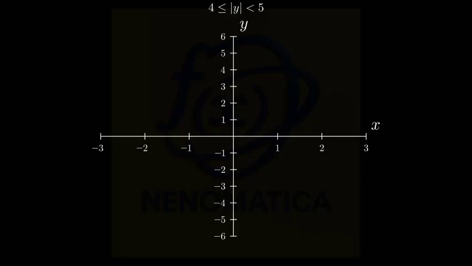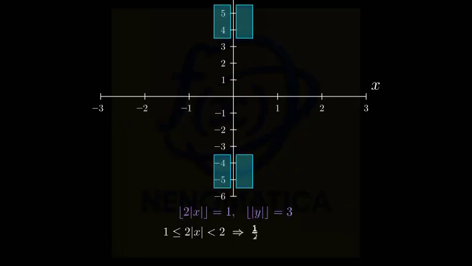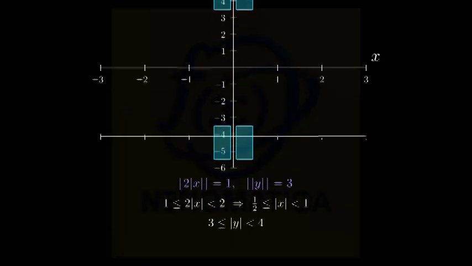Case 1: floor of 2 times absolute x equals 0, and floor of absolute y equals 4. For x, that means 0 is less than or equal to 2 times absolute x, which is less than 1, so absolute x is less than 1/2. For y, 4 is less than or equal to absolute y, which is less than 5. We will shade all four symmetric rectangles for these intervals.